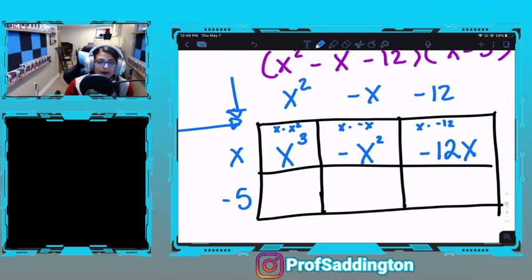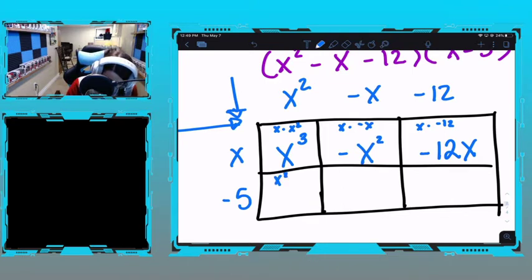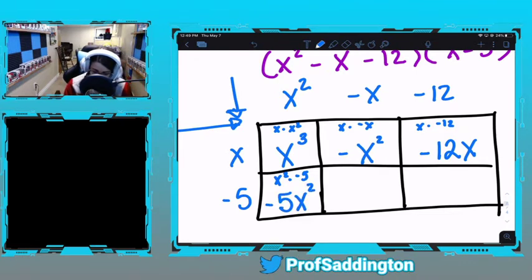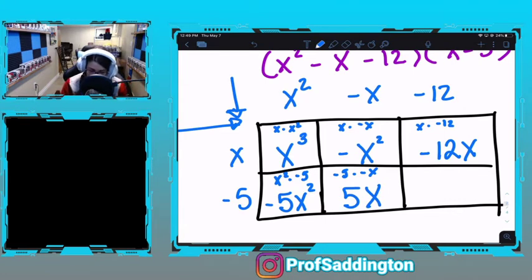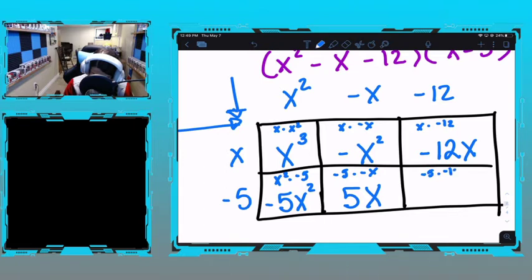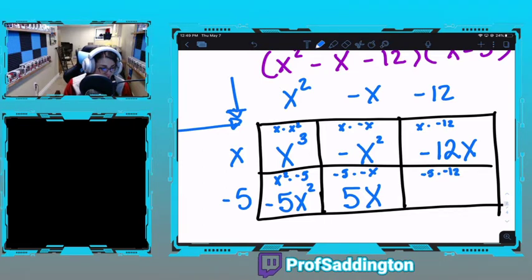Going to that bottom row, I have x squared times negative 5, which is going to give me negative 5x squared. Next to that, I have negative 5 times negative x. Well, negative times a negative is a positive, so I'm going to have positive 5x. And then next, we have negative 5 times negative 12. Negative times a negative is a positive, and that's going to give me 60.